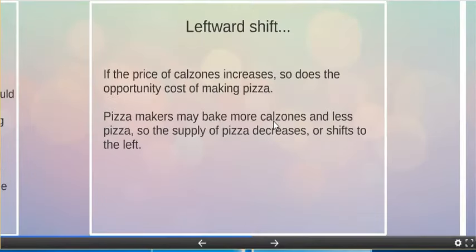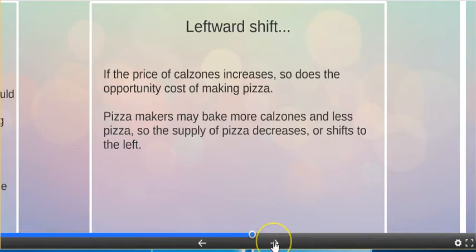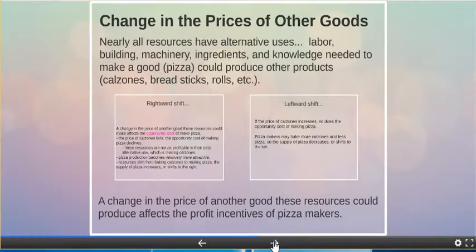Leftward shift. On the other hand, if the price of calzones increases, so does the opportunity cost of making pizza. Some pizza makers may bake more calzones and less pizza, so the supply of pizza decreases or shifts to the left. A change in the price of another good these resources could produce affects the profit incentives of pizza makers.